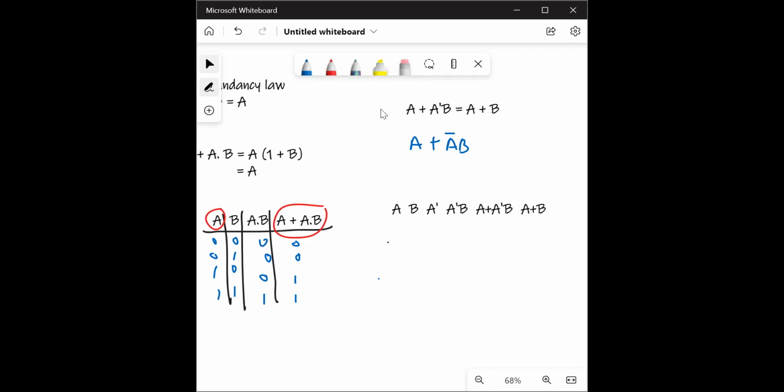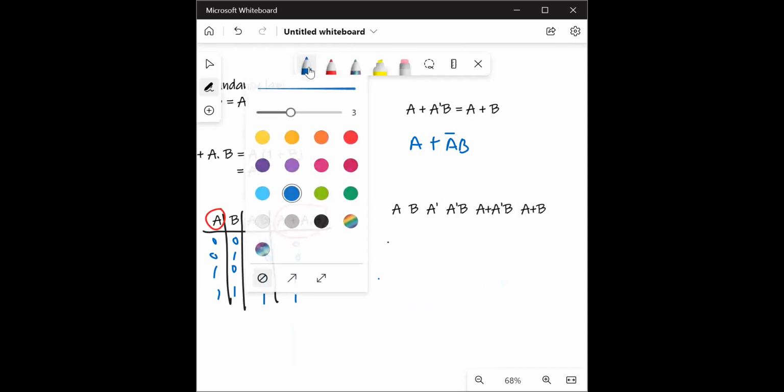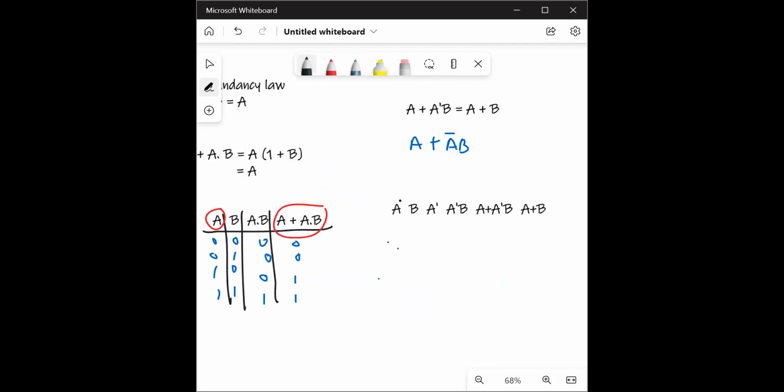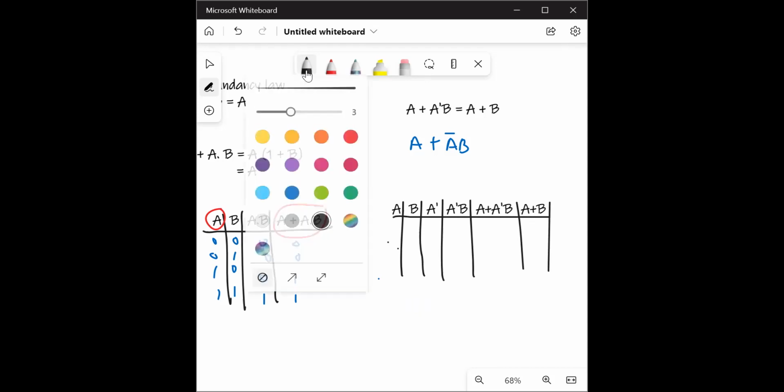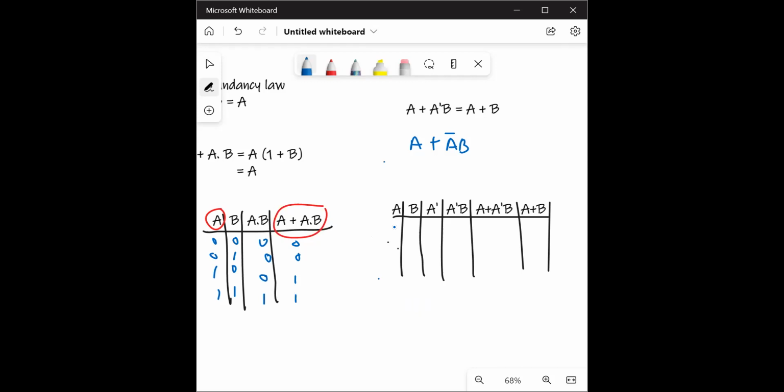Right. So now I'm going to take the pen. Right, so we have A, we have B, we have A bar, we have A bar B, A plus A bar B, A plus B. So the values are, we know, we have 0, 0, we have 0, 1, we have 1, 0, we have 1, 1.